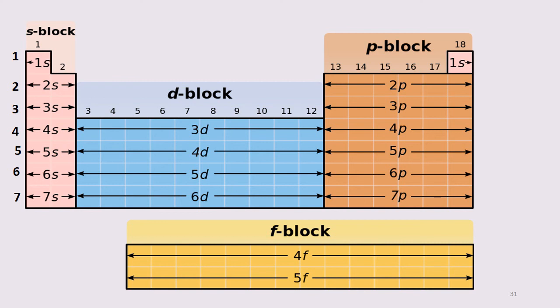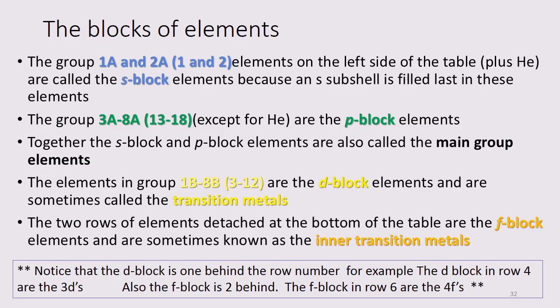Now notice, you probably can't see that here, but the 4 F's actually come after the 6 S's, so they're on the 6th row, and the 5 F's actually come after the 7 S's, and so they're on the 7th row. I think the next slide will show us how it's laid out.